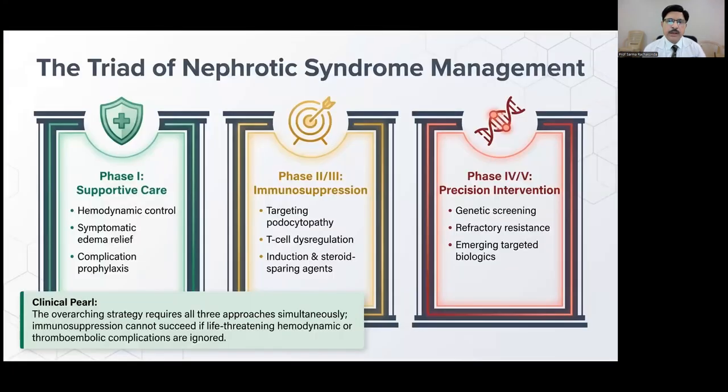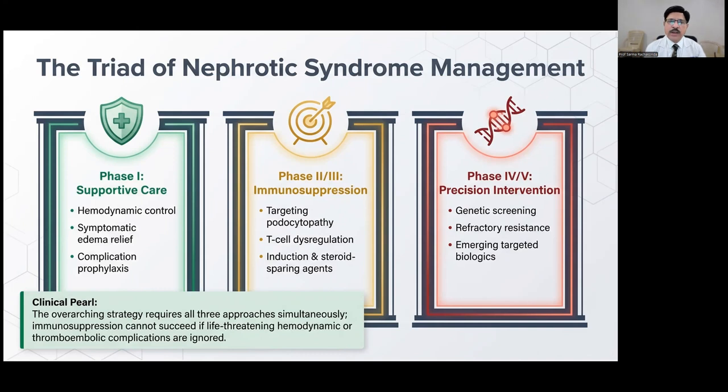Now, triad of nephrotic syndrome management. Concentrate very well. From here onwards, it is very interesting for you how you manage. Phase 1, supportive care. Phase 2, immunosuppression. Phase 3, phase 2 and 3. Phase 4 and 5, precision intervention. Okay, what is phase 1? Hemodynamic control, blood pressure control, fluid control, edema control, symptomatic edema relief, complication prophylaxis.